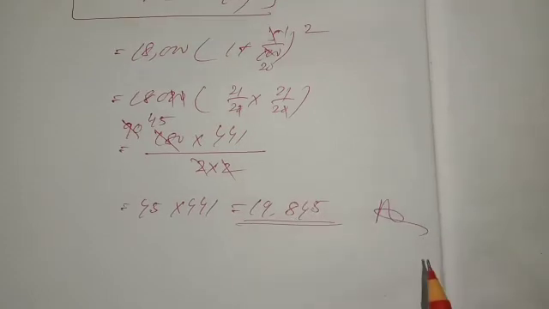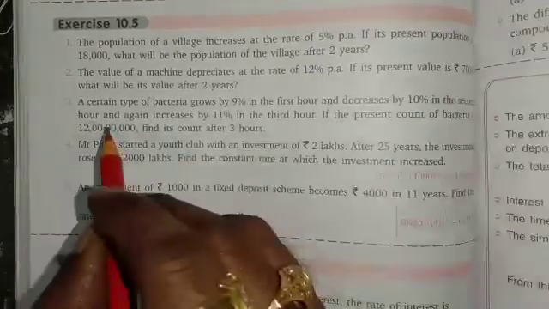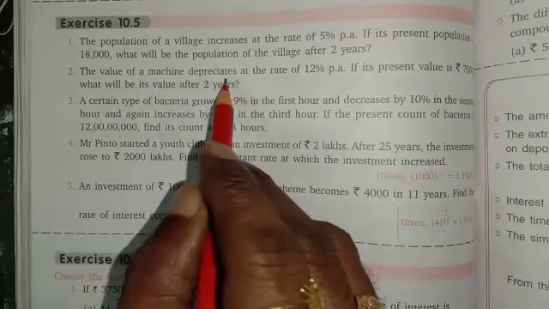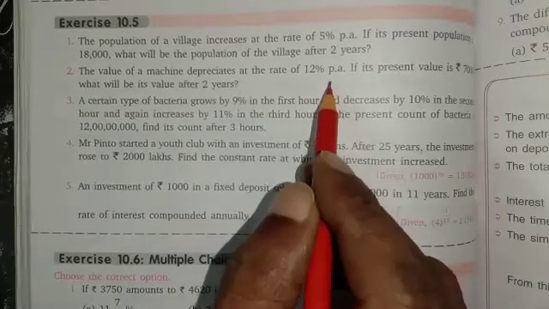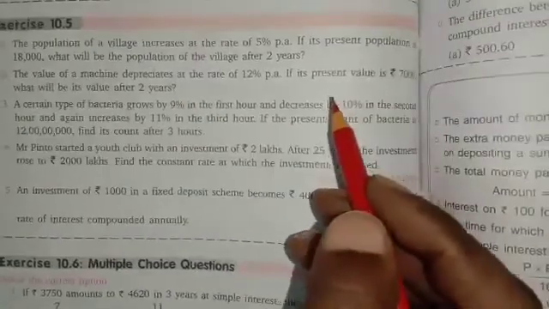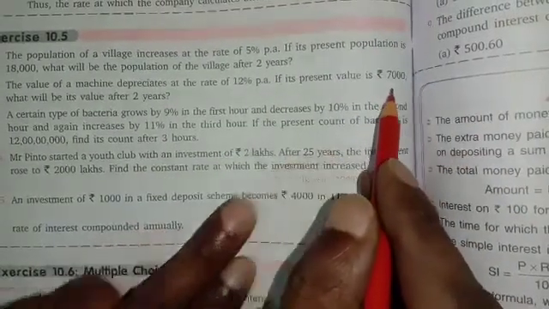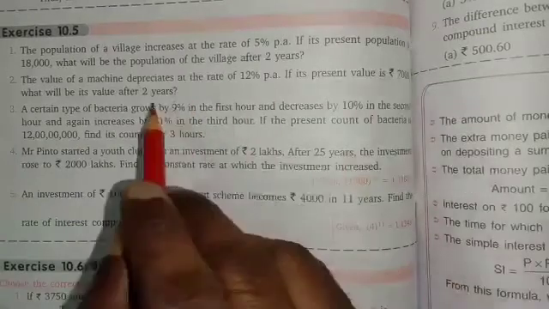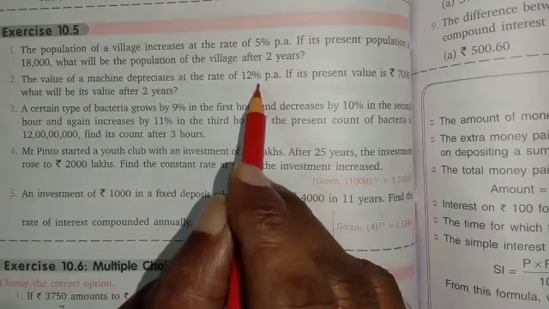Okay, let us go to the next question. Question number 2, it is given that the value of a machine depreciates at the rate of 12% per annum. If the present value is rupees 7,000, what will be its value after 2 years? The present value given, time given 2 years, rate of depreciation 12%, you have to find out the final value.